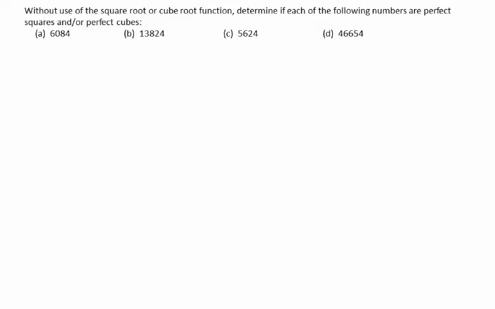Without use of the square root or cube root function, determine if each of the following numbers are perfect squares and/or perfect cubes. We first have to prime factorize these numbers. Once we have the prime factors, we try to arrange them into groups of 2 or 3. If we can arrange them into groups of 2, then we have a perfect square. If we can arrange them in groups of 3, we have a perfect cube.